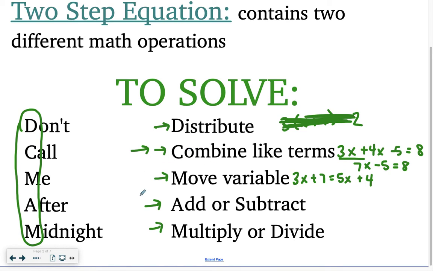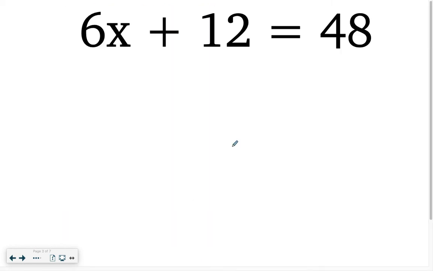So we're looking mainly at the ones with the double arrows, but I'm going to go through the acronym each time, okay? So, Don't Call Me After Midnight. Distribute, combine like terms, move variable, add or subtract, multiply or divide. So, Don't Call Me After Midnight.